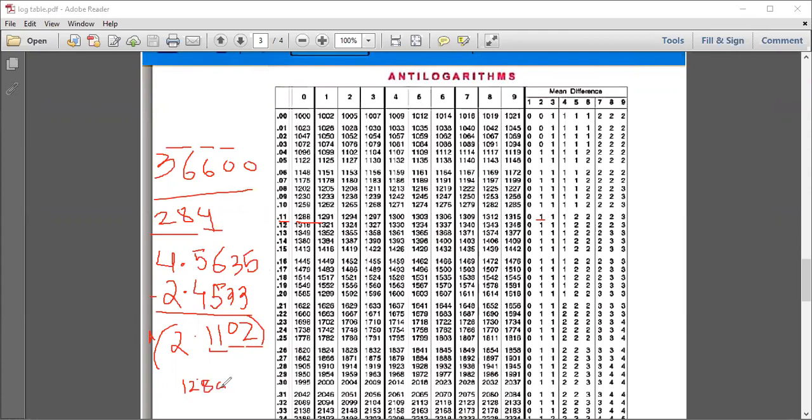1288 plus 1, because I told you all, the mean difference we add. Plus 1, the mean difference part, as you can see on this side. So it gives me 1289. 1288 plus 1 will give me 1289. The last part in this is we have to add back the 1 which we subtracted at the start. So 2 plus 1, you get 3.